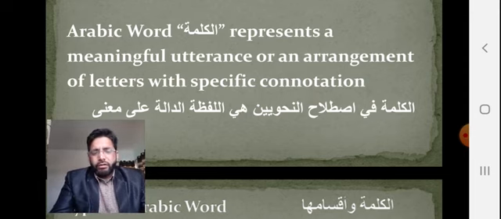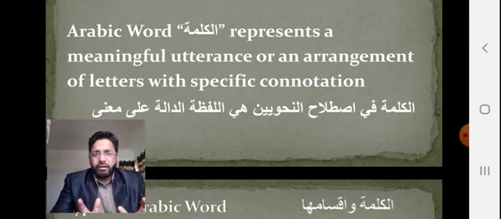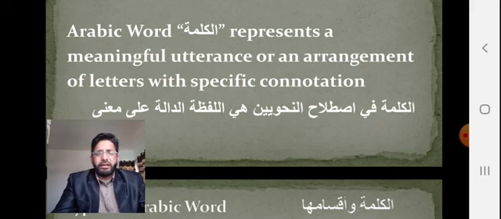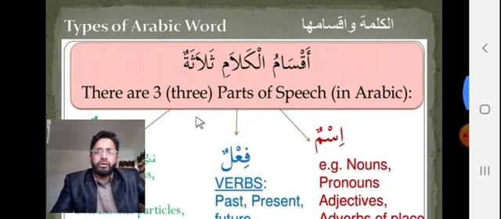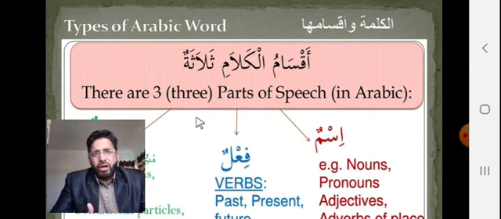So what actually now the كلمة is? كلمة في اصطلاح النحويين هي اللفظة الدالة على معنى. It's the same as what I have told you. According to grammarians, kalima is a word which represents some meaning. So this is kalima. Now you have to understand and you have to know the types of Arabic word.